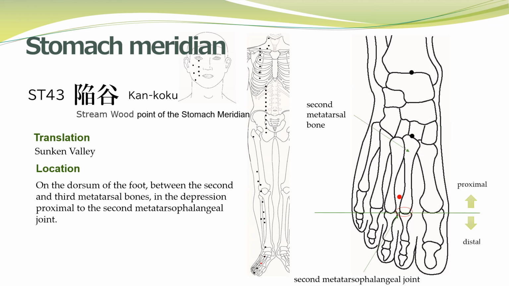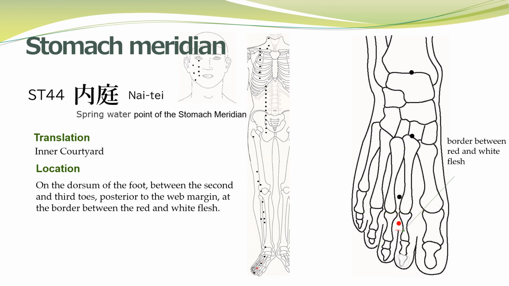ST43. Sunken valley. On the dorsum of the foot, between the second and third metatarsal bones, in the depression proximal to the second metatarsophalangeal joint. ST44. Inner courtyard. On the dorsum of the foot, between the second and third toes, posterior to the web margin, at the border between the red and white flesh.